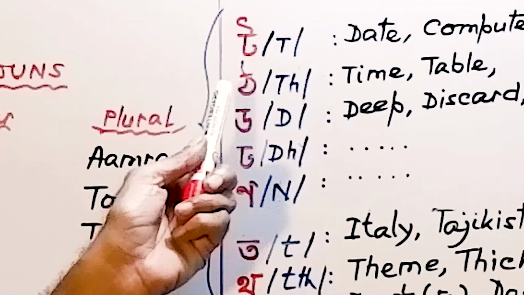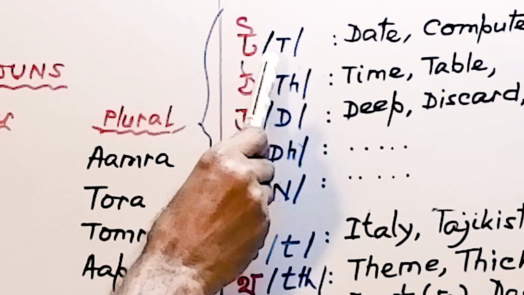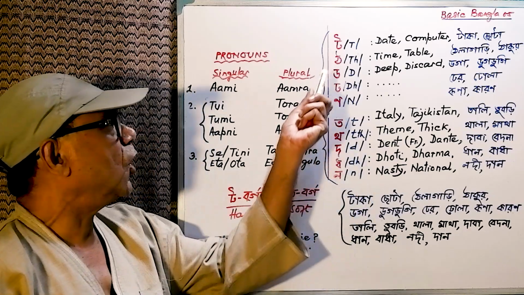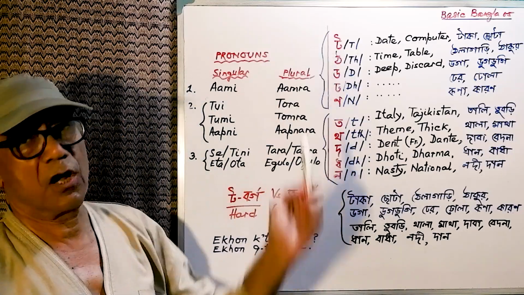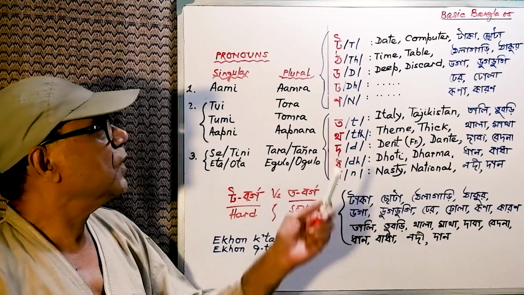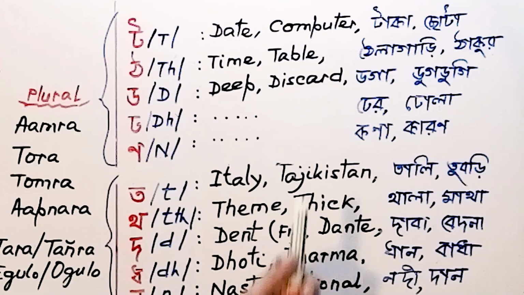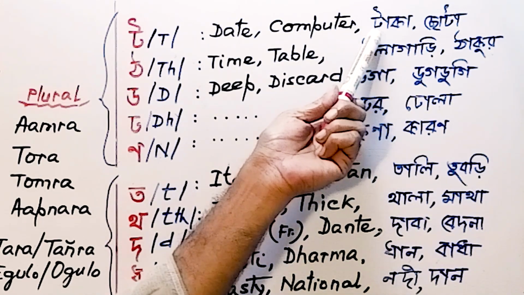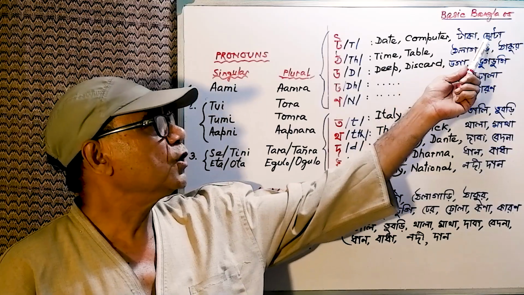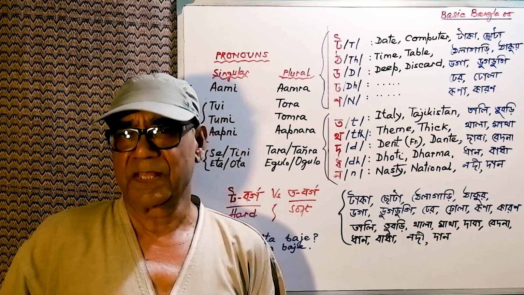Now see, ta and tha. These 2 sounds are represented by T in English. This tha is a stronger form of ta or T. How? When you say ta, it becomes date, computer, or say in Bengali, taka. Taka means money. Or chota, you are running. Ami chutchi. Okay? That is chota.